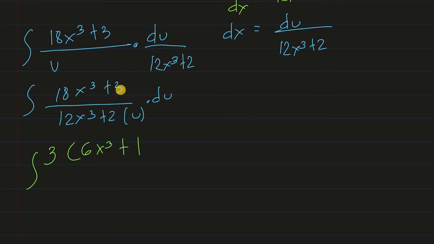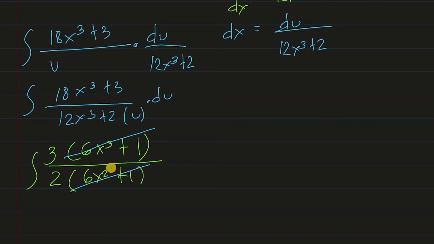Plus 1 kasi 3 times 1 is 3. Tama. So, sa denominator naman, pwede nating i-factor out yung 2. Ilalabas natin yung 2, yung maiwan sa loob is 6x cubed, maiwan dito is 1. Kung mapapansin nyo, pwede natin i-cancel out to. Since na-cancel out na natin, nawala na yung x. Kapag nawala na yung x, makaka-move on ka na.